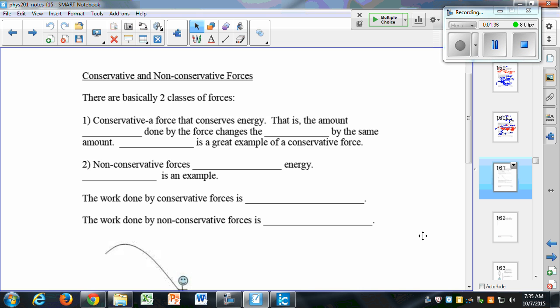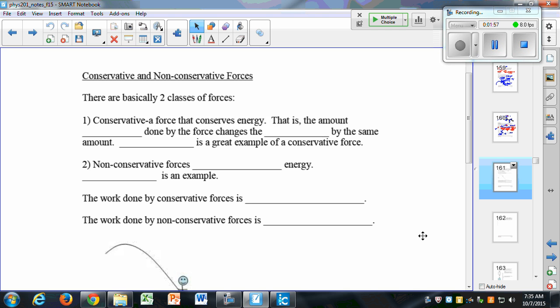For conservative forces, a good example are field forces. So gravity is a good conservative force, and the electric force. Anytime you have a force that doesn't require contact, then it's going to conserve energy. And conversely, anytime you have a force that does require contact, that force is going to lose energy.